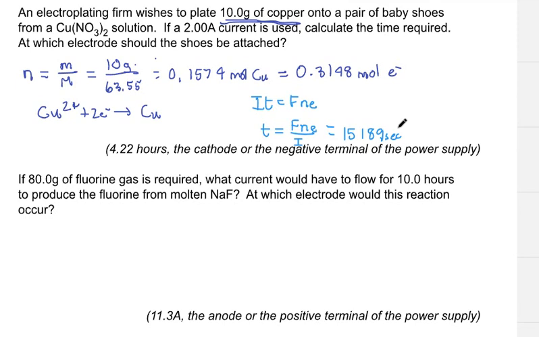Divide that by 60, you get like 253 minutes. Divide by 60 again, and you get 4.2, let's see, 3 sig digs, so 4.22. It comes out 4.219 on my calculator, but when you round that, you get 4.22 hours. So a little over 4 hours to do the plating.